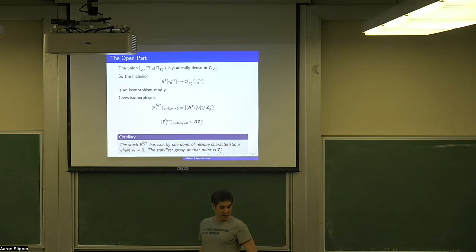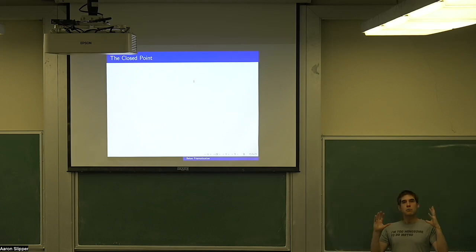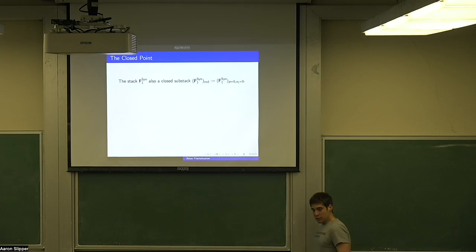So the consequence is that if you're interested in the characteristic p points of F1 sin, and you're interested in a point where V1 doesn't vanish, there's only one such point. And the stabilizer group at that point is Zp star. Now what happens if you allow V1 to vanish? So there's a closed substack of F1 sin where p is 0, which means V1 is well defined, and V1 is also 0. So I'm going to call that the reduced locus.